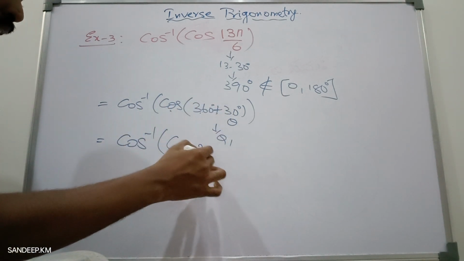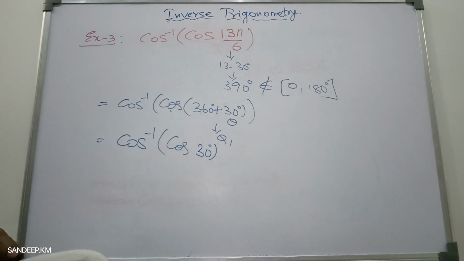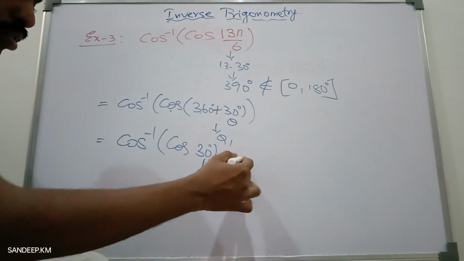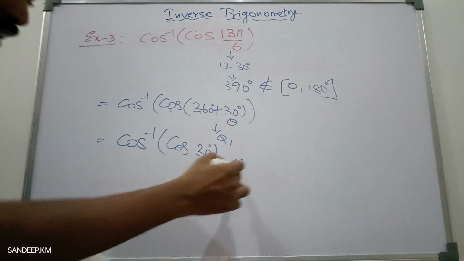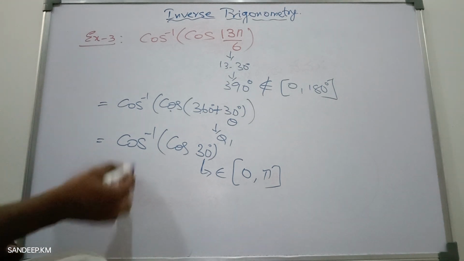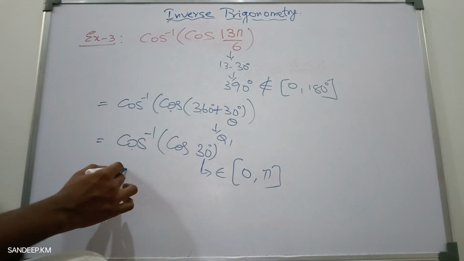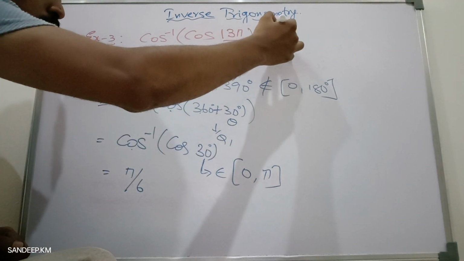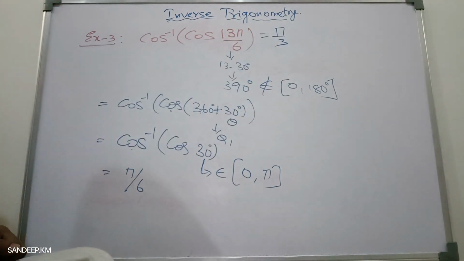That means cos 30 degrees. Now 30 degrees belongs to the restricted domain of cos theta, that means between 0 and pi, between 0 and 180. Therefore, now cos inverse and cos can be ignored. What is the answer? 30 degrees, which means pi by 6. Therefore, the answer for this is pi by 6.